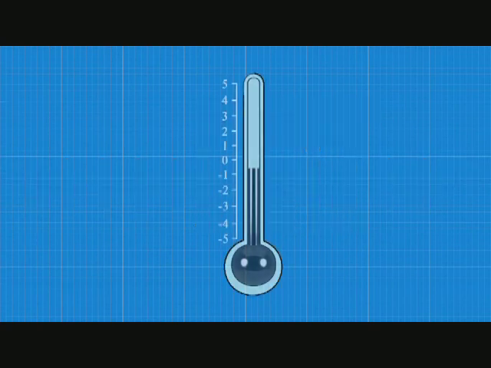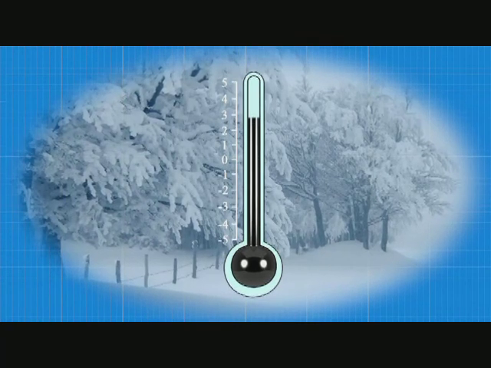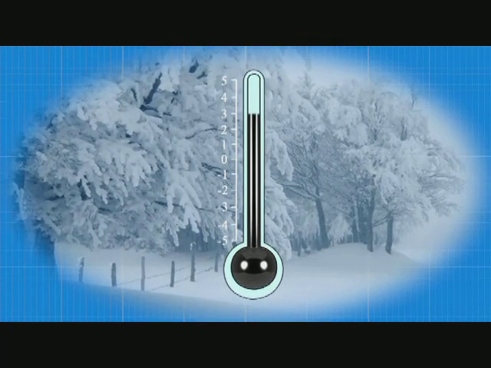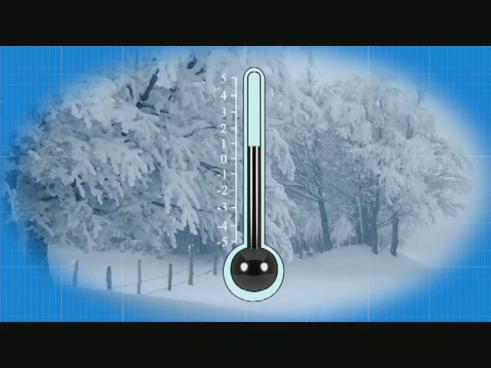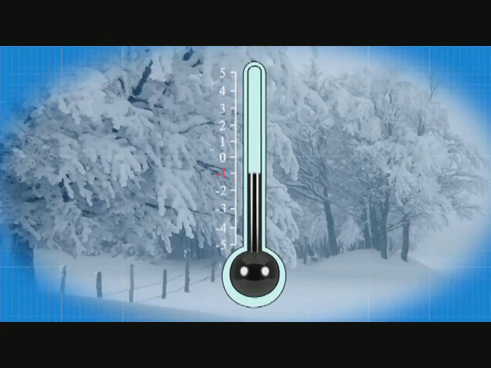Another simple way of visualizing this is on a thermometer. It's a cold day. The temperature is about 3 degrees centigrade. And the forecast tells you it's going to drop 4 degrees. Which brings us to a temperature of -1 degrees.